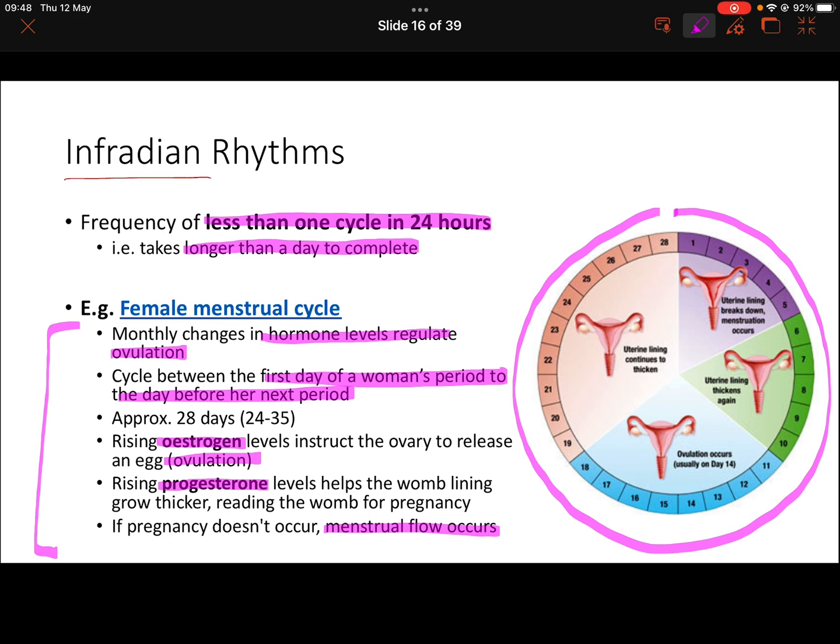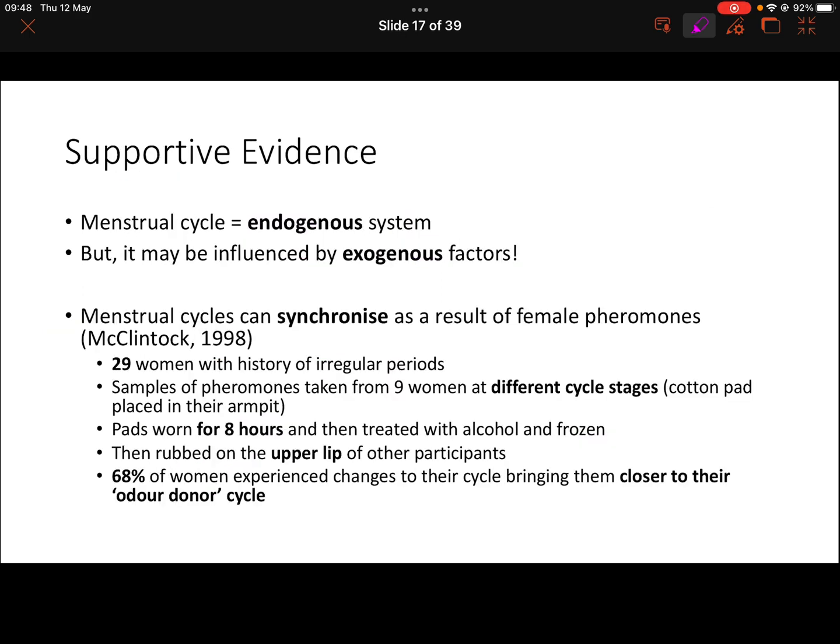Okay, so now bear with me because this is quite an interesting study, but I need you to know in advance that it fails replication. So everything you hear, take it with a real pinch of salt. Okay, so the menstrual cycle is an endogenous system. There is no doubt about that. But there is evidence that it may be influenced by exogenous factors. Here we're going to be looking at other women as those exogenous factors, but other things like stress and diet, exercise, even male sweat containing testosterone can influence the female menstrual cycle.